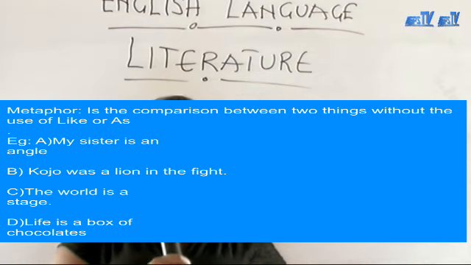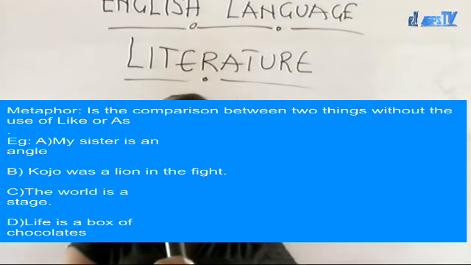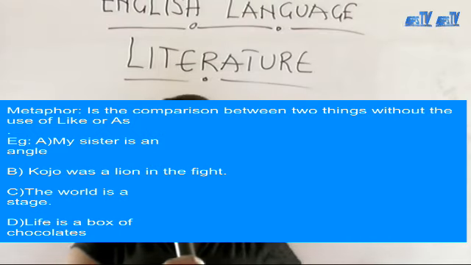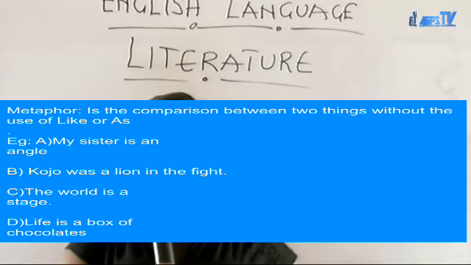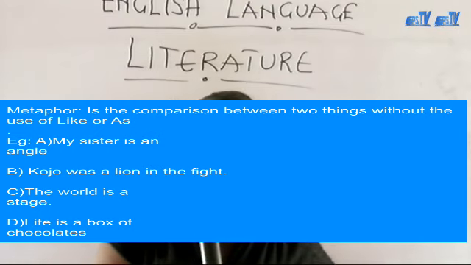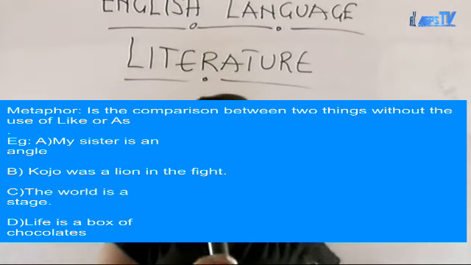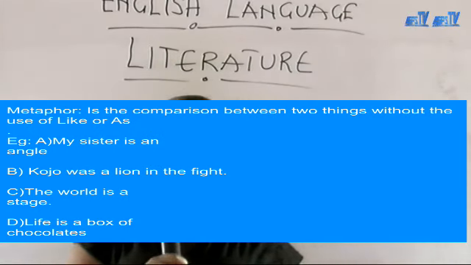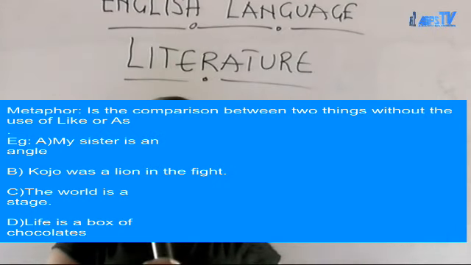The same applies to the next example. Kojo was a lion in the fight. So we are comparing how lions fight with how Kojo fought that day. We are comparing them, but here we see no as or like.